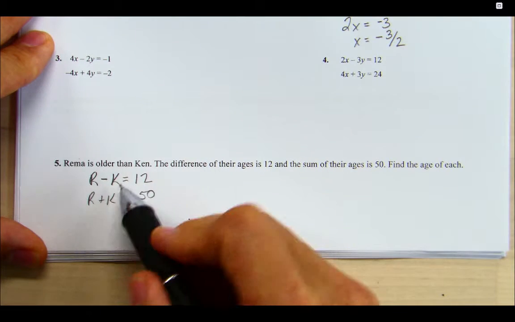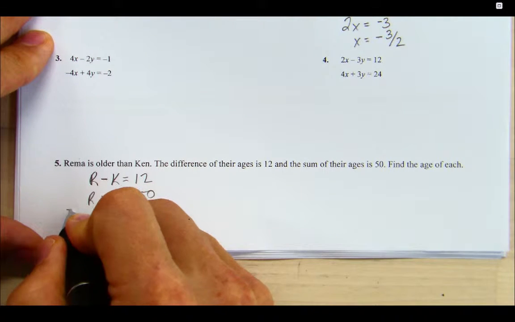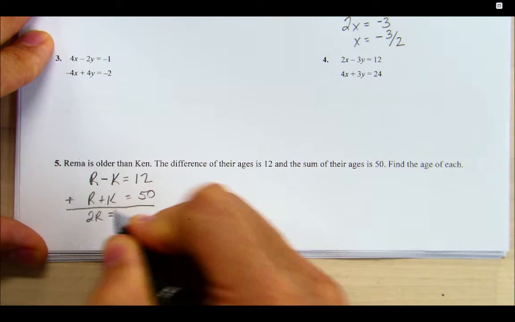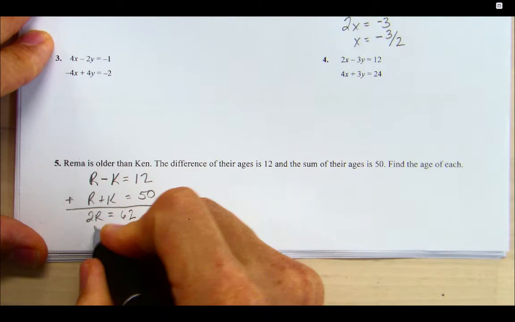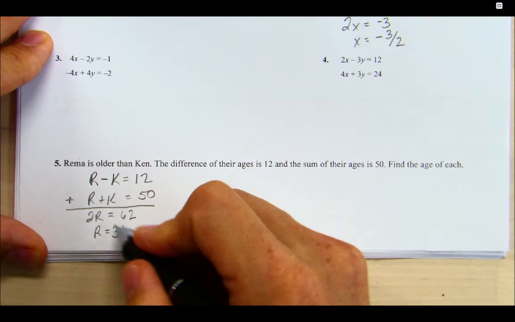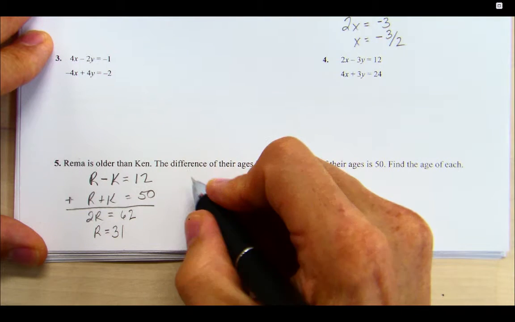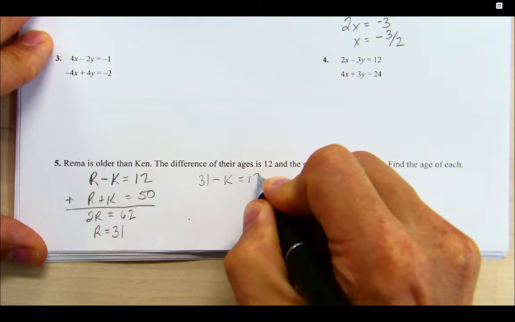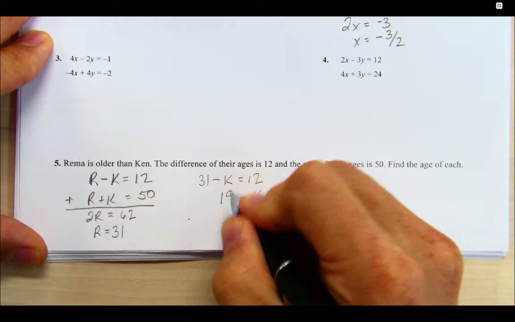Okay, so I can see that if I add these 2 up, I'm going to get a 0 for K. So let's solve for R first. So 2 R's is going to equal, looks like around 62 here. And I go and divide, so Rima must be 31. Okay, so same thing. I see that Rima's 31. I can go back into either of these now and check it out. If she's 31, minus K is equal to 12. Okay, I can see that K is going to equal around 19 if I use this one.